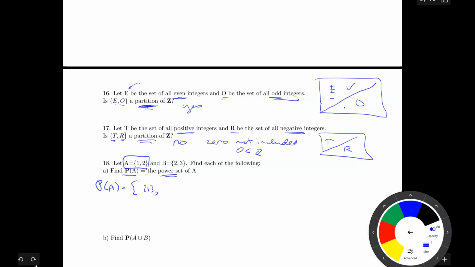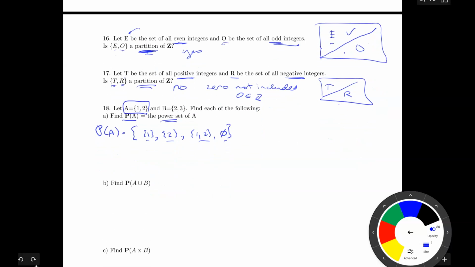So the set {1} is a subset of A. The set {2} is a subset of A. The set {1, 2} is a subset of A, and you're always just going to have to include the null set. The null set is an element of the power set of A. So I can choose none of those, right? So these are the subsets of the set A. Okay, so let's try another one that's a little more challenging.